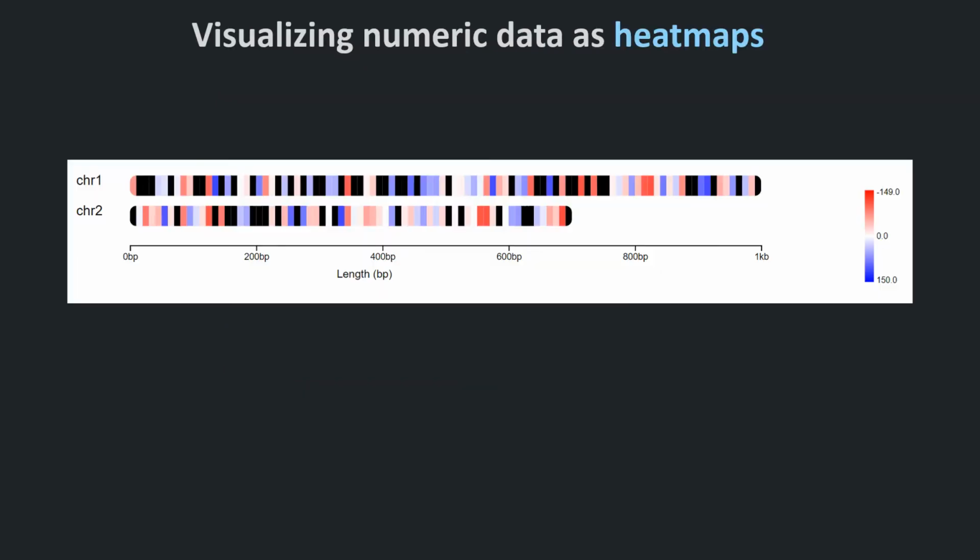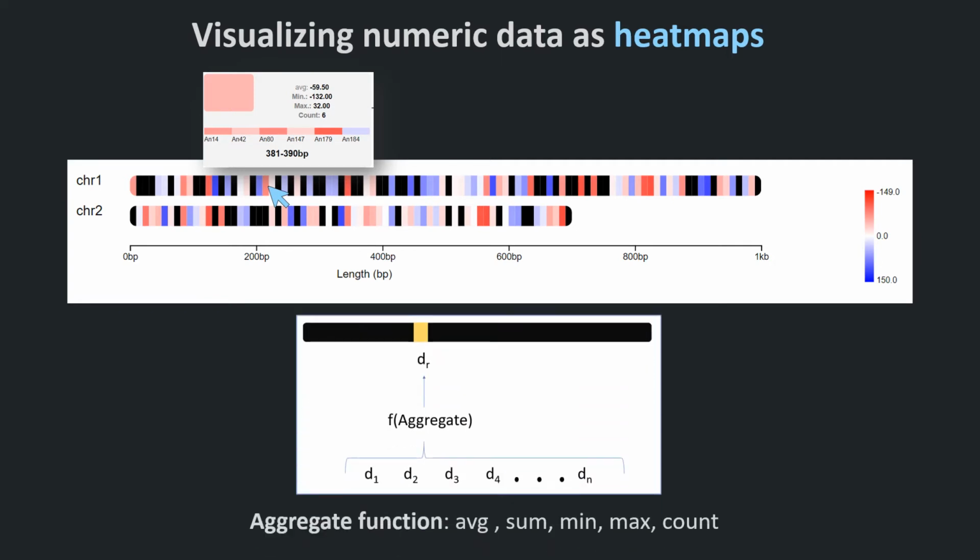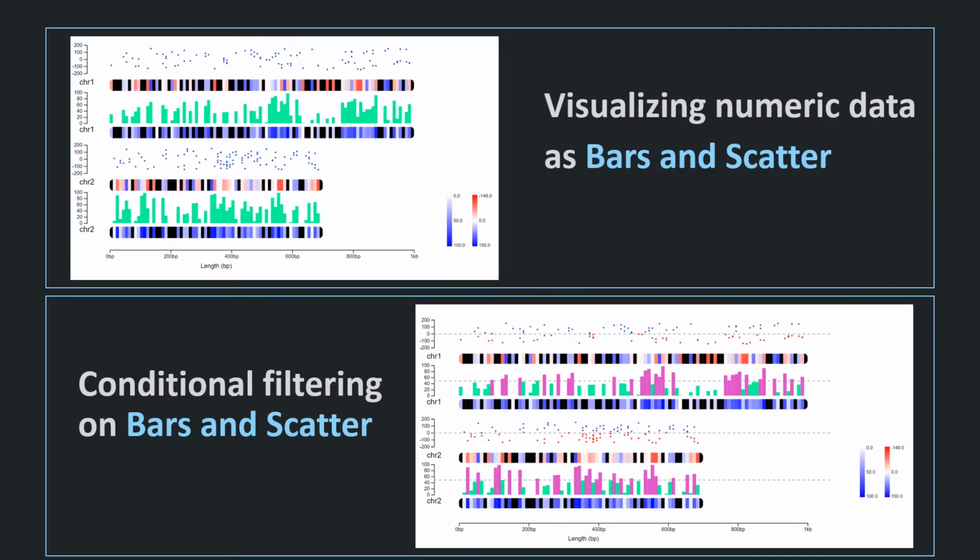Numeric data can be visualized as heat maps. When the user hovers over a locus, it will show a detailed heat map for all annotations in that locus. Also, the value at a locus is determined by an aggregate function that users can change. Numeric data can also be visualized as bars or scatterplots. Users can also apply conditioned filtering to these bars and scatterplots.